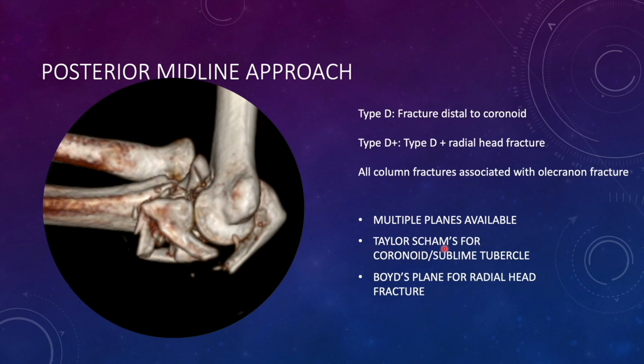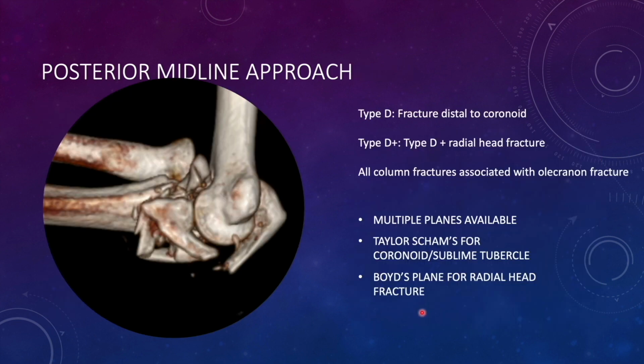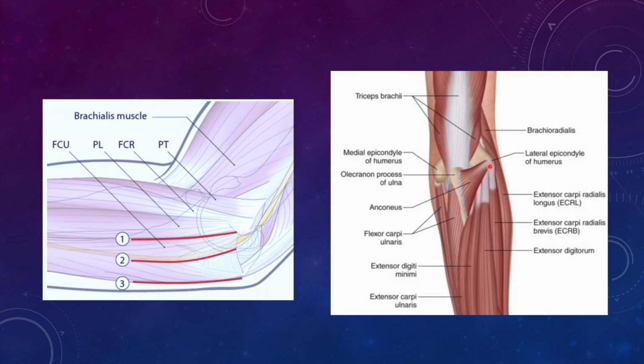For those who are not aware, this approach is actually going in this plane. That means you are just medial to the belly of the flexor carpi ulnaris, and you release that belly from the proximal ulna, and the ulnar nerve lies inside that belly. So you need not isolate the ulnar nerve. So you'll be able to expose this much part by just retracting the flexor carpi muscle anteriorly. And for Boyd's approach, you have to go between the anconeus and the extensor carpi ulnaris, that is going to expose the radial head. So this plane between the anconeus and the extensor carpi ulnaris will be used for exposure of the radial head.